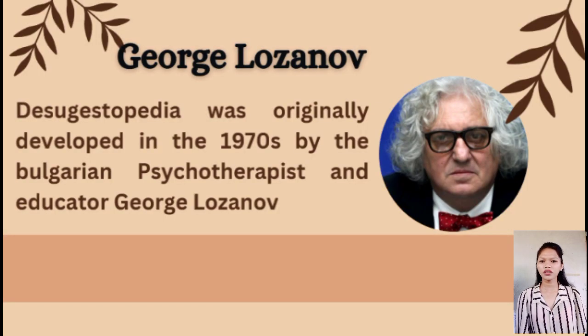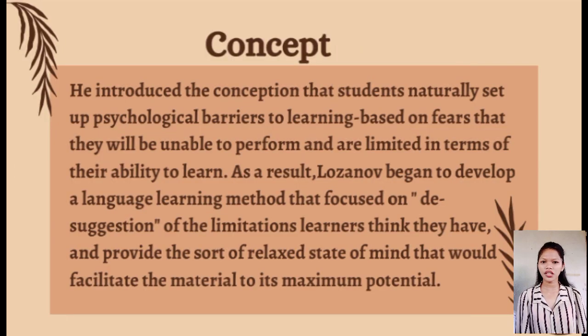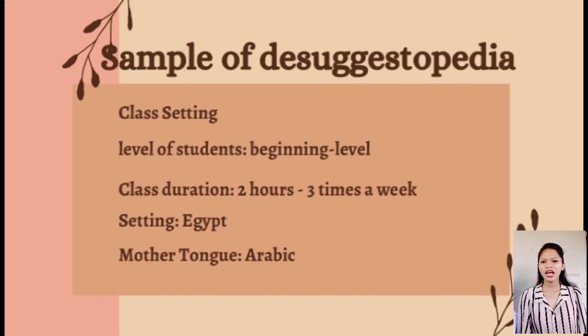It was developed by the Bulgarian psychiatrist Georgi Lozanov. Lozanov introduced the conception that students naturally set up psychological barriers to learning, based on the fear that they will be unable to perform and are limited in their ability to learn. As a result, Lozanov began to develop a language learning method that focused on suggesting away the limitations learners think they have, and providing the sort of relaxed state of mind that would facilitate learning the material to its maximum potential.